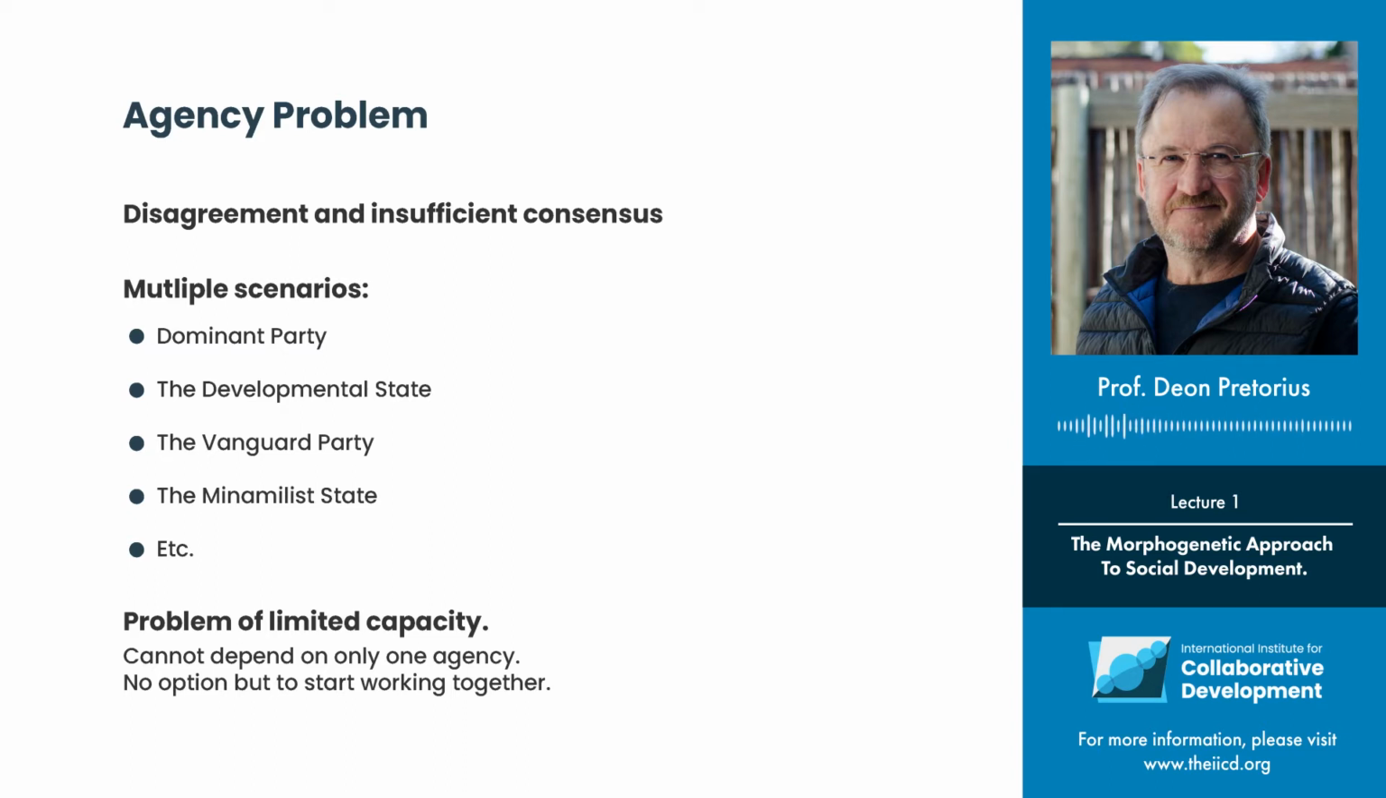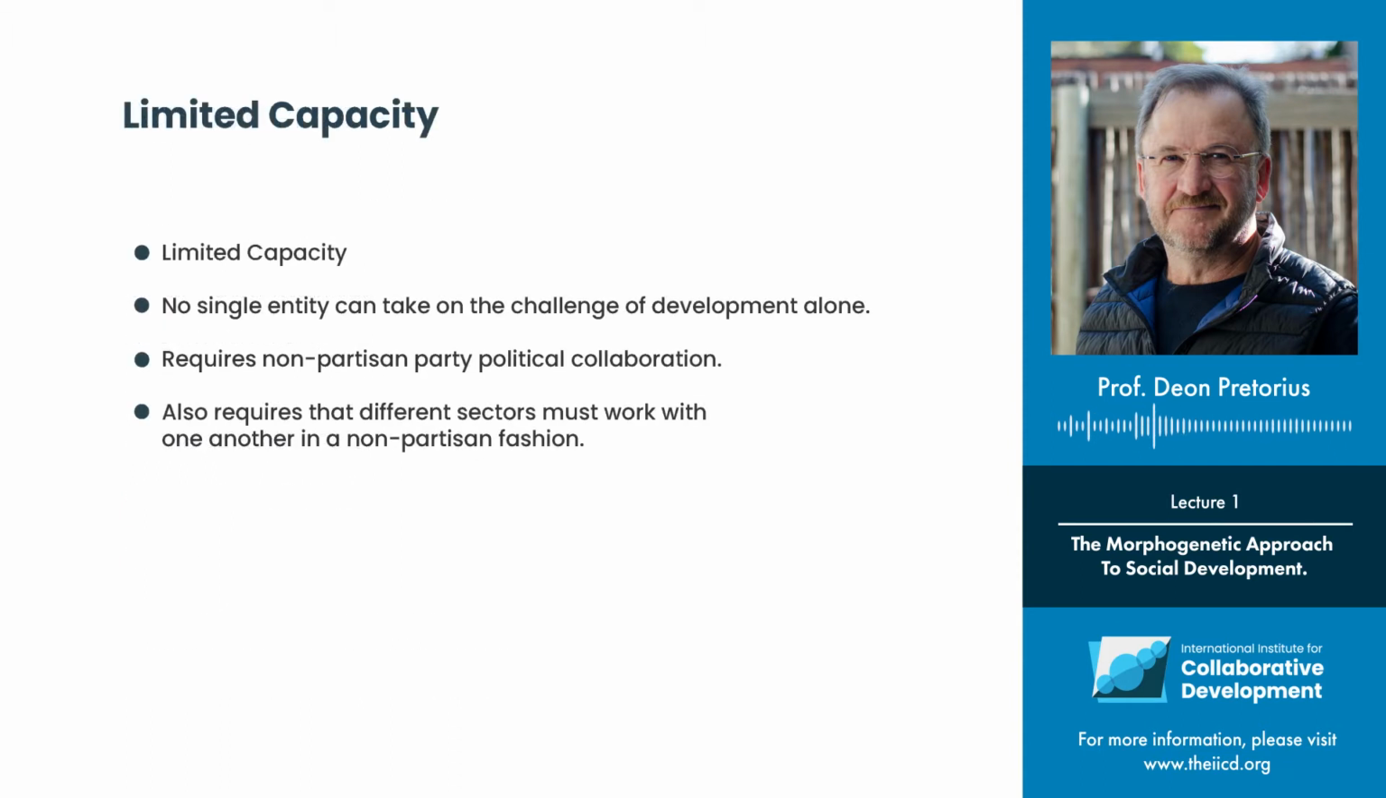Each and any of those that we may mention will have a problem of too limited capacity. So what we require, according to the approach that I'm propagating, is non-partisan party political collaboration. In other words, in some instances, yes, political parties will have to contest with one another. But in other important areas, where we're talking about development priorities, political parties need to overcome their excessive contestation and work together in a non-partisan fashion.